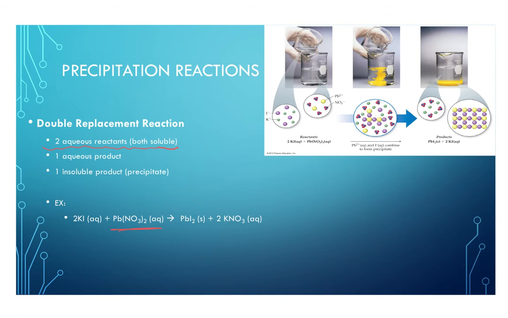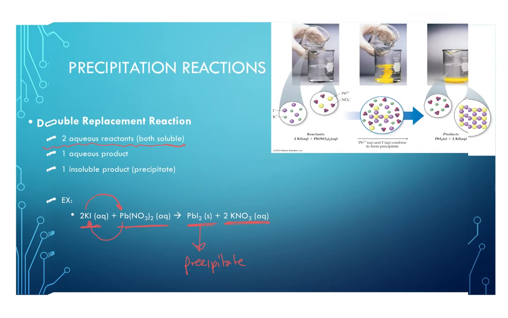In the process of going through this double replacement reaction, the ions will swap spots. When they do that, one of them is insoluble, so it will drop out, and that is known as our precipitate. In this particular reaction, the precipitate that drops out is lead iodide. The other two ions typically stay dissolved in solution. In this case, they are the potassium ions and the nitrate ions.